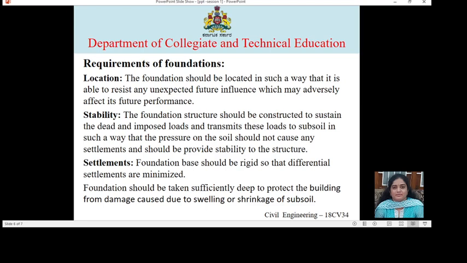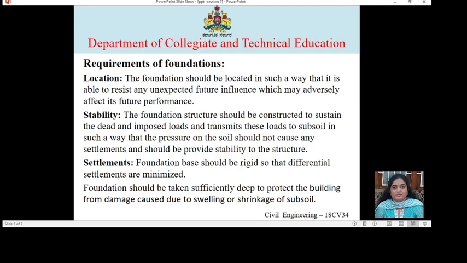Next is stability. The foundation structure should be constructed to sustain the dead and imposed loads and transmit these loads to the subsoil in such a way that the pressure on the soil does not cause any settlement and provides stability to the structure. I hope you know the meaning of stability. It should be stable. Dead load is its own weight. Imposed load is the live load.